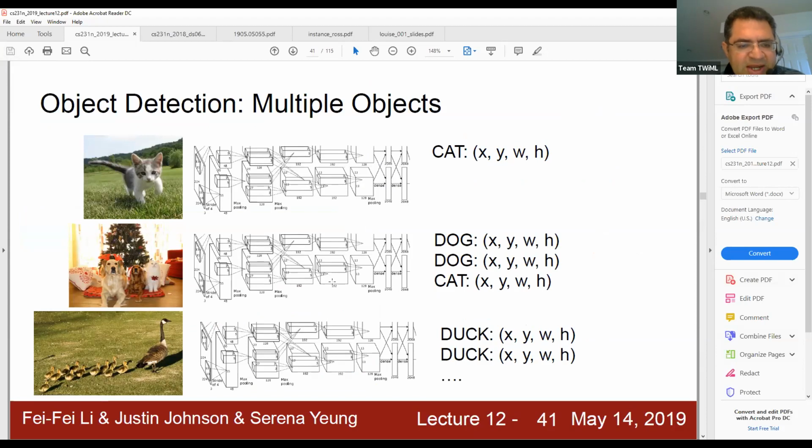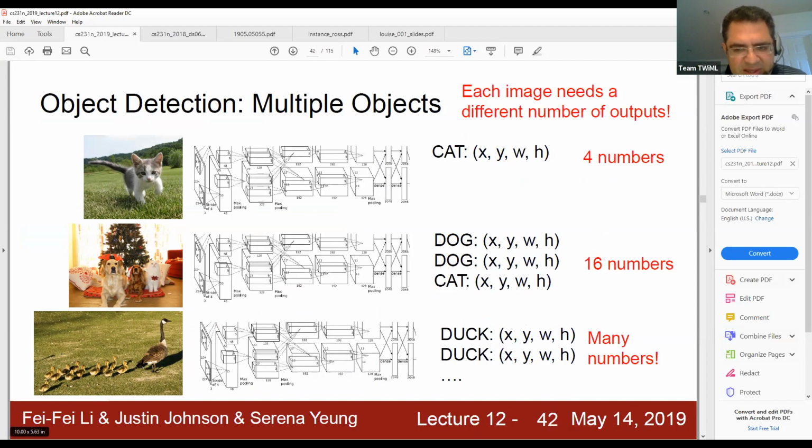So that idea fails if I have multiple objects, right? If I had one cat, it was fine. But if I have multiple objects, that idea doesn't work. And also, I don't know beforehand how many objects there are. So here there's 1, 3, and then you have so many ducks here, right? So you don't know beforehand how many objects there can be in the image.